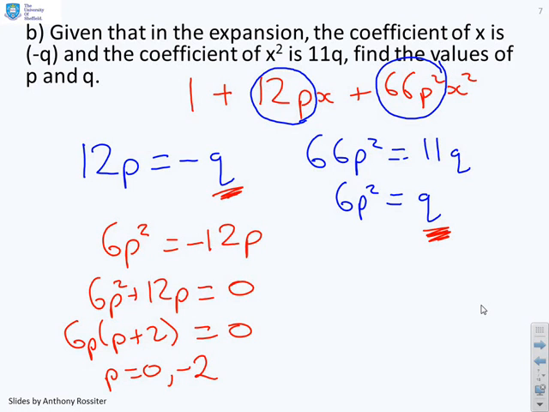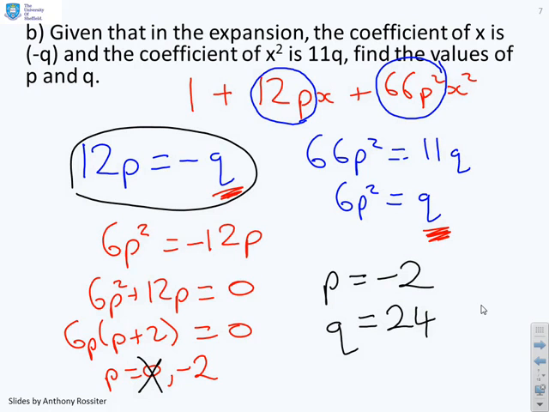Now you remember in the question it told you that p was a non-zero constant, so I can't have that, so I'm going to end up with p equals minus 2. That's the solution I want, and once I've got that, then clearly q must be 24, and you can get q, for example, from that expression there.